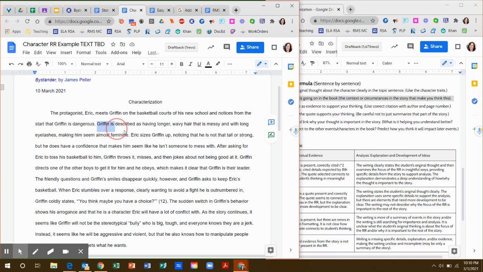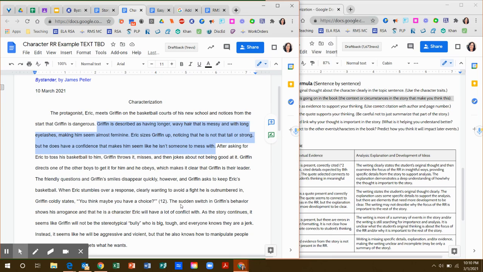Griffin is described as having longer, wavy hair. It's messy. He has long eyelashes. It almost makes him look kind of feminine. Eric sizes Griffin up, and he notices that he's not that tall or strong, but he does have a confidence that makes him seem like he isn't someone to mess with. So those are details that originally, when I wrote this paragraph, I was feeling like it would be important to know that about him, to picture this character Griffin, have these specific details.